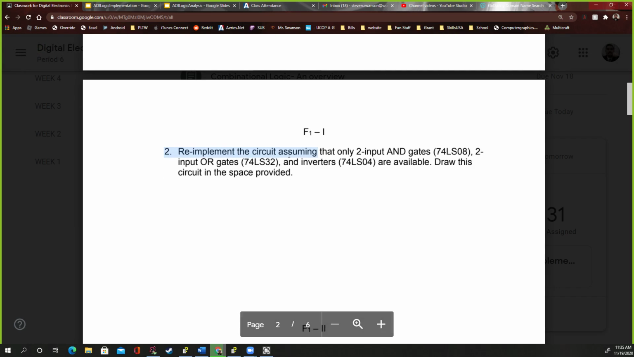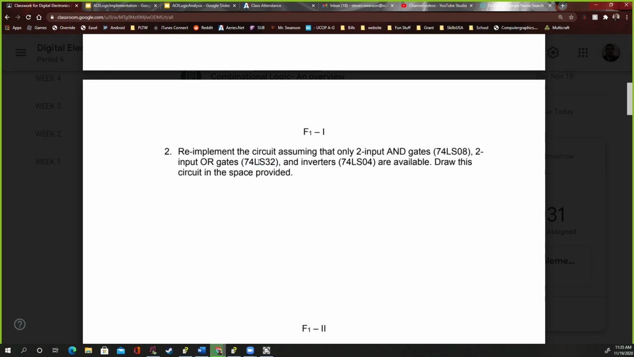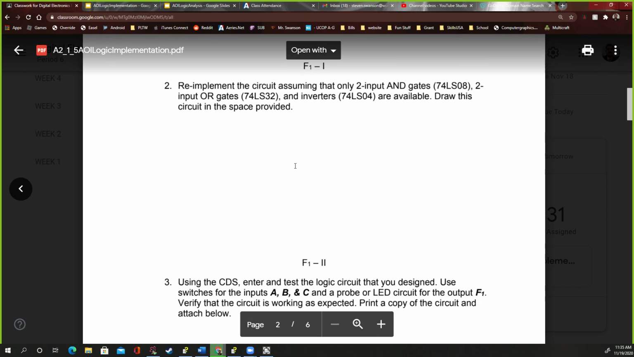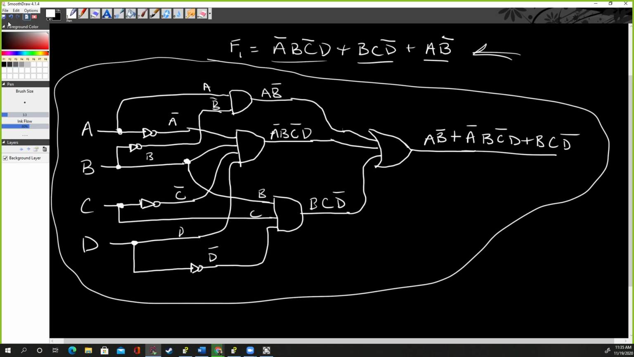Then re-implement the circuit, assuming that only two input AND gates, 74LS08, that's the exact model number of this two input AND gates, and two input OR gates, the 74LS32, that happens to be the number for these type of OR gates, and inverters, which are 74LS04s, are available. So now the inputs can only be twos. Let's redo this where they're only twos.